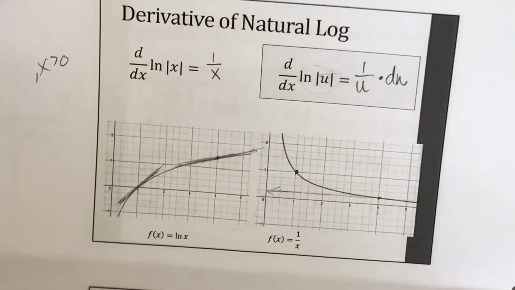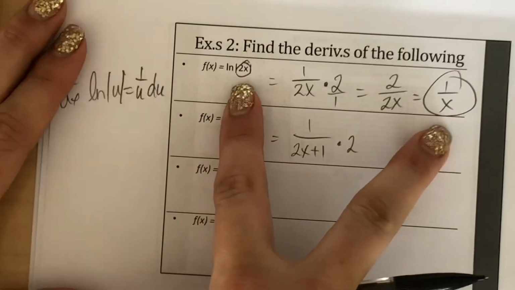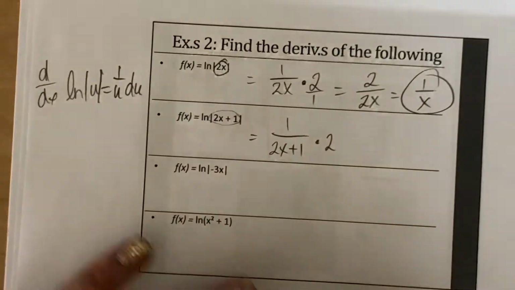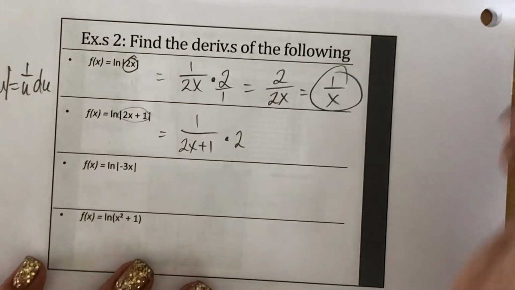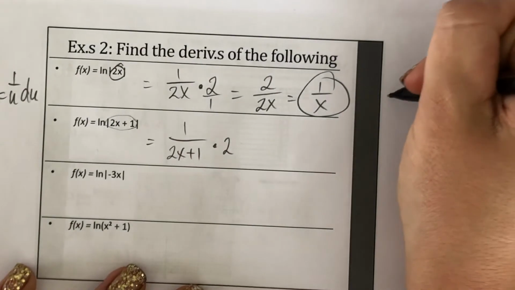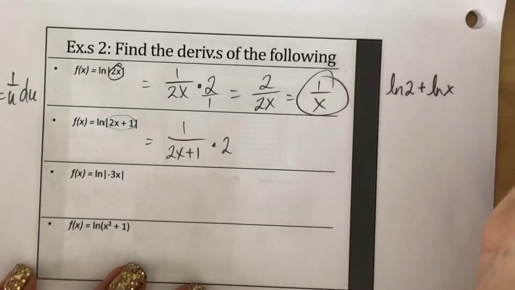Crazy. Why would that be true? Why is this possibly the same? Let's see. We're going to prove it right now. I'm going to rewrite ln of 2x. This is ln of a product. I'm going to rewrite it as the sum of two logs. Sorry, ln of 2 plus ln of x.